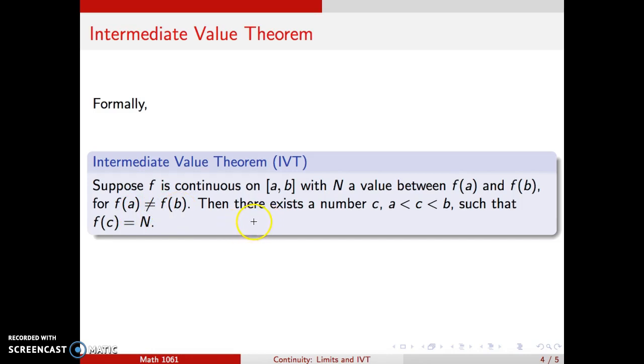The theorem says that there exists a number c between a and b such that f of c equals n. So there's something in between a and b such that that function value is exactly n. There might be more than one. This is just saying that there exists one. There might be multiples.